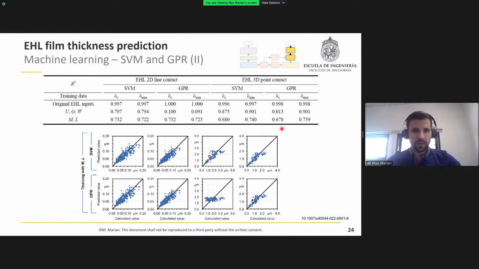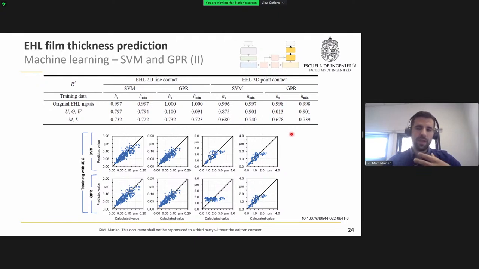So when using non-dimensional groups like the UGW or the ML parameters, instead of the original input data for training purpose, the values were predicted with a substantially lower accuracy or even totally insufficiently. The R square values that we had there fell well below 0.9 and almost to 0 for some cases actually. Like here, for example, we are approaching 0.